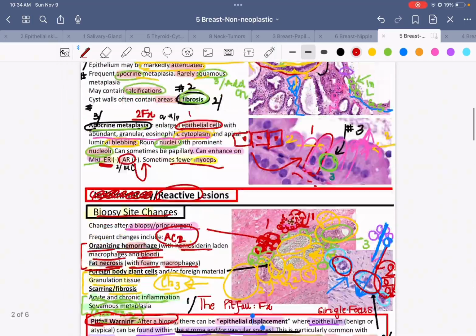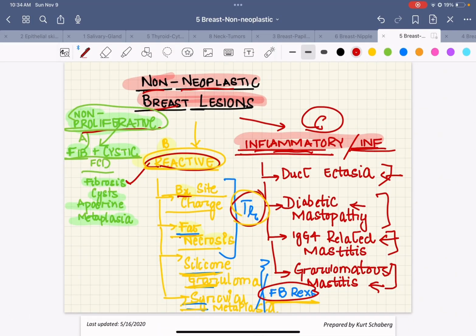So we have now covered all of our non-neoplastic breast lesions. Let's do a quick recap before we call it a day. The non-neoplastic breast lesions can be divided into A, non-proliferative lesions, which include our fibrocystic change, or fibrocystic disease, where we will find fibrosis and cysts along with apocrine metaplasia. Then our second category B are the reactive non-neoplastic breast lesions, which we further subclassified into those developing due to trauma, some sharp trauma such as a biopsy site change, or some blunt trauma such as fat necrosis. Then some that are developing due to foreign body reaction, which include silicone granulomas along with synovial metaplasia.